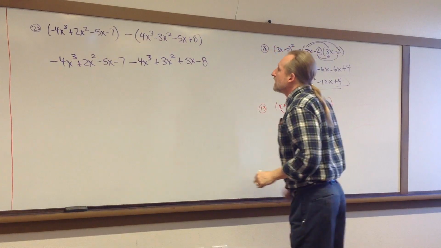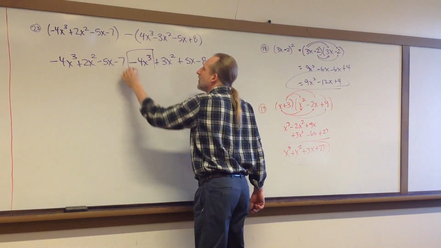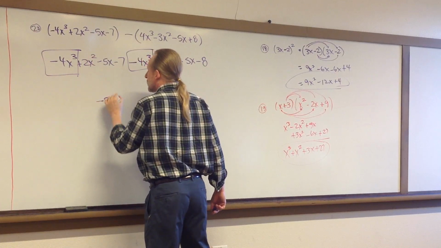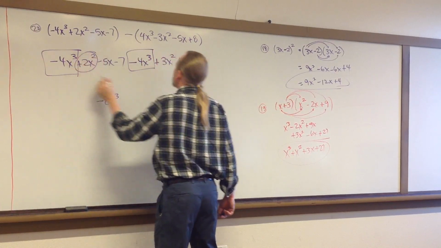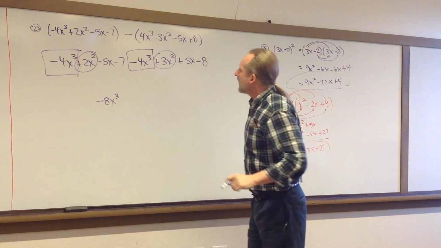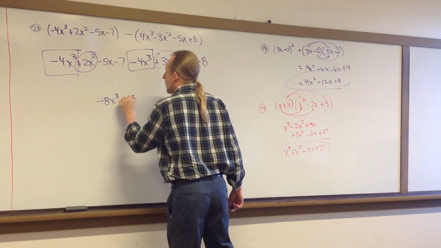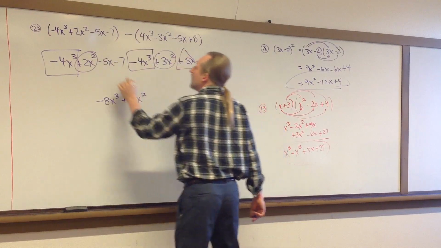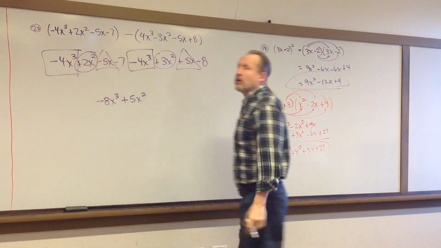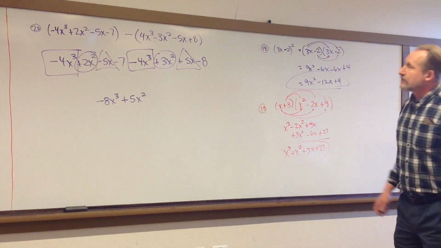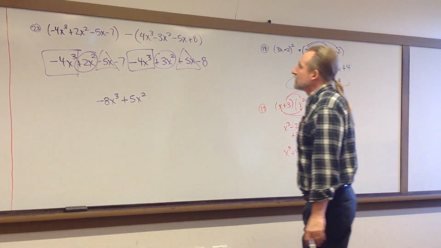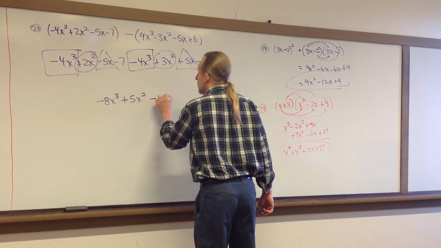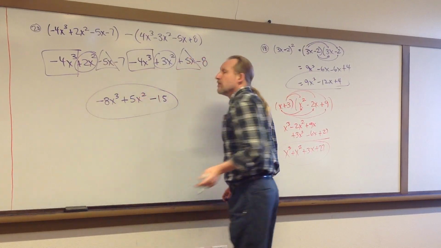All right, so let's see here. We've got some x cubes. That'll make negative 8x to the third. We've got some x squareds. That'll make positive 5x squared. Let's see, we've got some x's, although it looks like those are going to cancel each other out. Positive 5x and negative 5x make 0. And then in the end, we've got negative 7 and negative 8. That makes negative 15. And there we go.